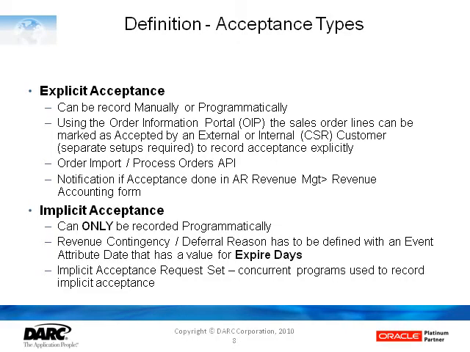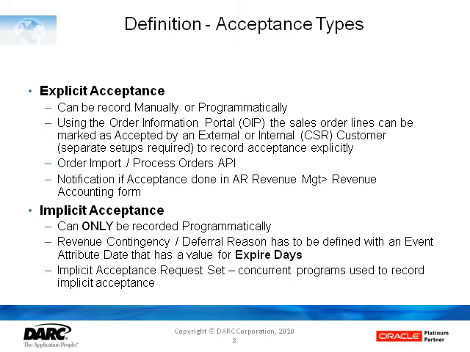Now we're going to go over the definitions related to the terminology for customer acceptance. First, we're going to cover the acceptance types, and then we're going to move into the deferral types or the billing types. Relative to acceptance types, we have two. We have explicit acceptance and implicit acceptance.